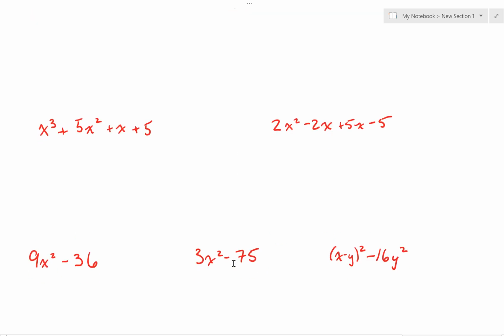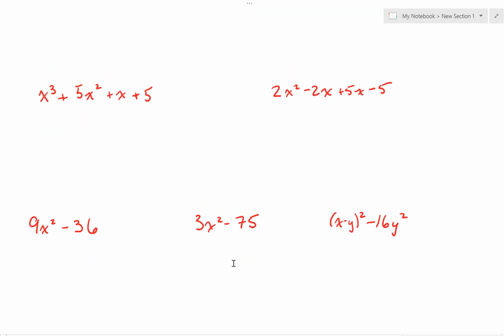Okay guys, now we're going to factorize by grouping. We've got two examples for that. Notice we have x cubed plus 5x squared plus x plus 5.